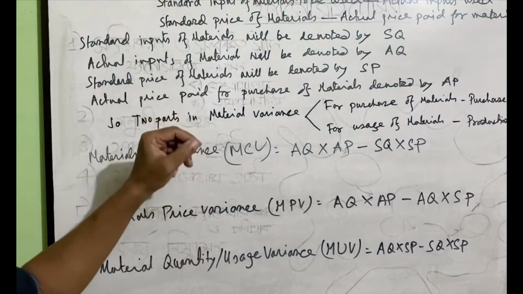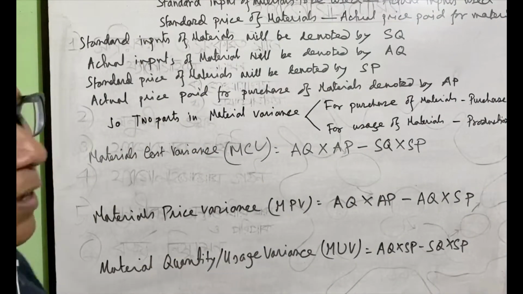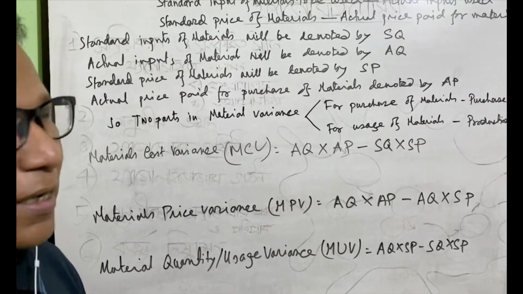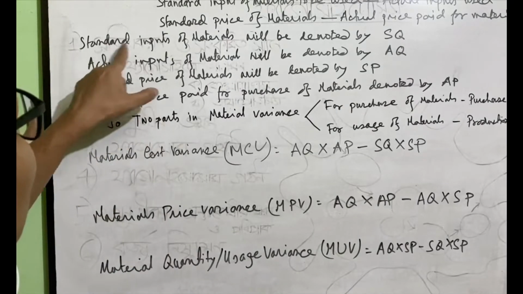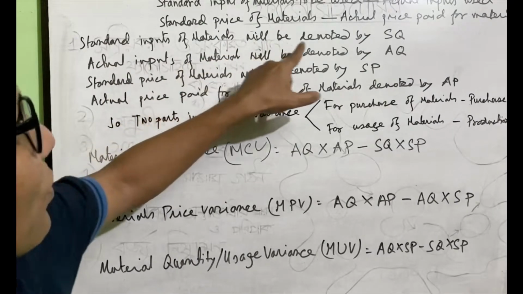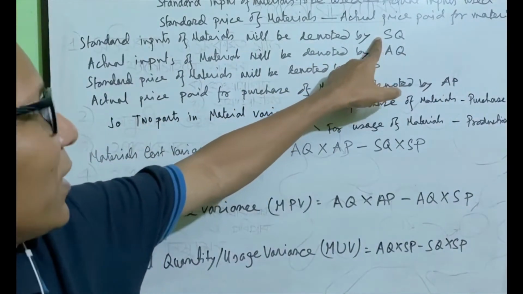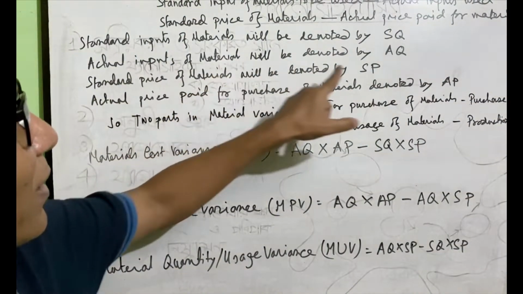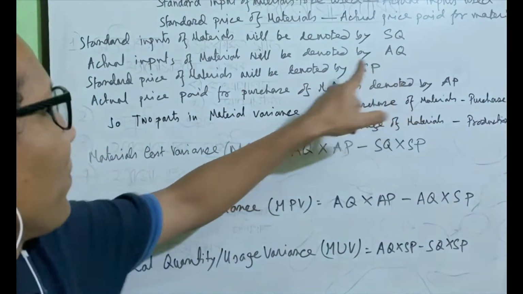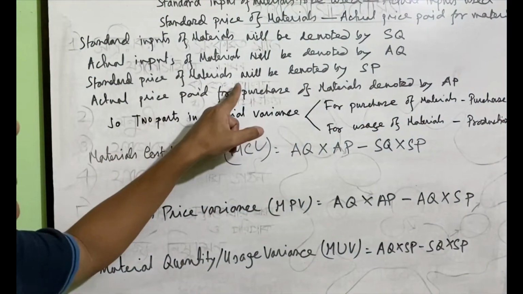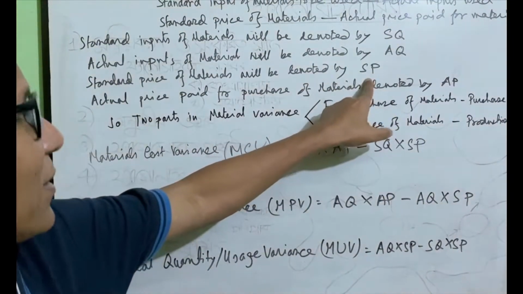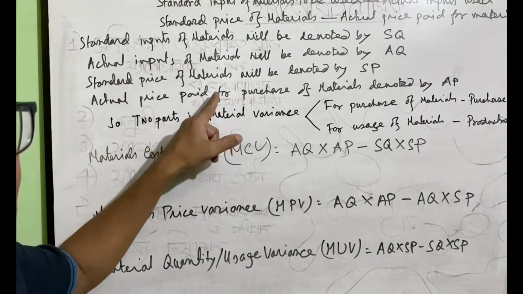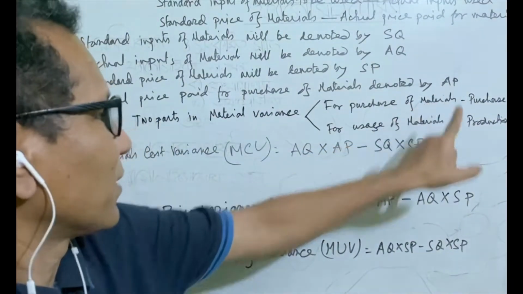So, there are 4 elements in standard costing of material: standard inputs of material, denoted by SQ, standard quantity; actual inputs of material, denoted by AQ, actual quantity; standard price of material, denoted by SP, standard price; and the actual price paid for purchases, denoted by AP, actual price.